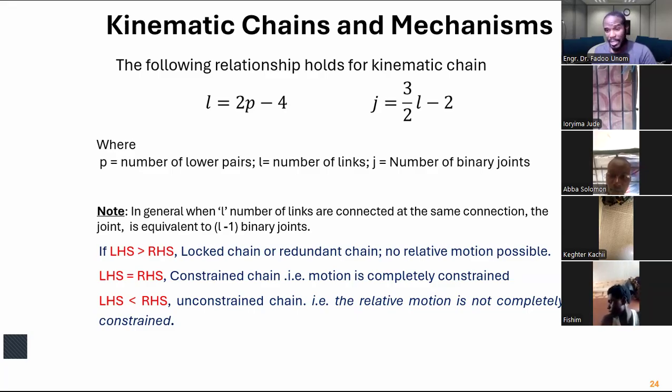And the second equation that we use to test is J equals 3 over 2 L minus 2, where J is the number of binary joints. Remember, we define binary joints as joints that allow two links to be connected to them. I remember I gave you an equation for finding the number of binary joints in a given joint. So where you have a ternary joint or a quaternary joint, they have an equivalent number of binary joints.